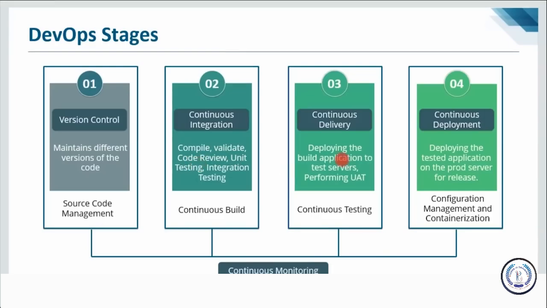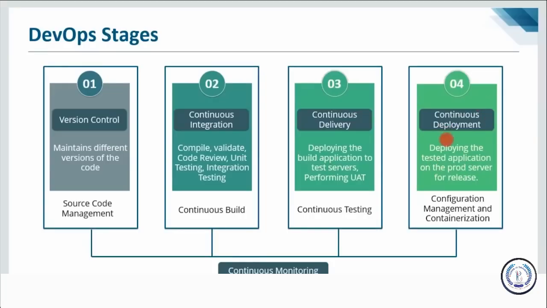Then comes continuous delivery. Now, the same continuous integration tool that we are using, suppose Jenkins, once the application is built, it will deploy it onto the test servers for testing, to perform user acceptance tests or end user testing, as you call it. There we will be using tools like Selenium for performing automation testing. And once that is done, it will then be deployed onto the prod servers for release. That is called continuous deployment.